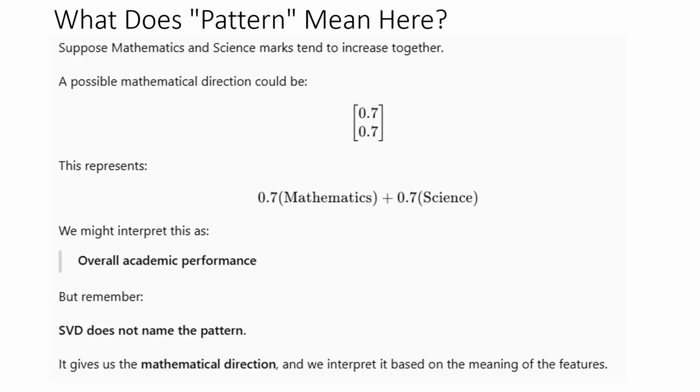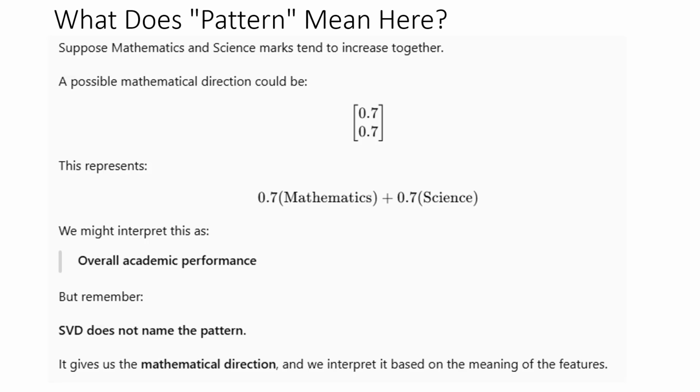But there is one important point here: SVD itself does not look at the data and say this is the overall academic performance. No, it's not like that. It only gives us some mathematical directions or components. We as data scientists interpret that mathematical component based on what the original features actually represent. So SVD doesn't give us overall academic performance. Instead, it gives a mathematical formula like this, and we should interpret it based on the meaning of the features or input variables that we are taking.